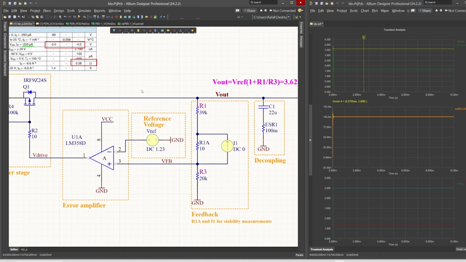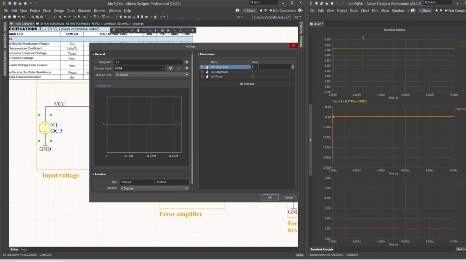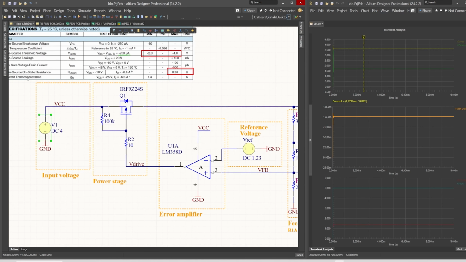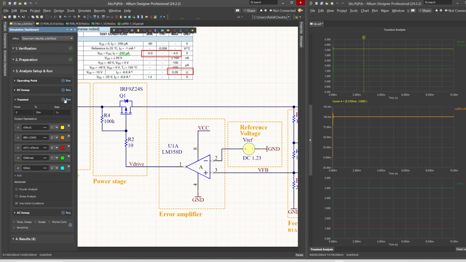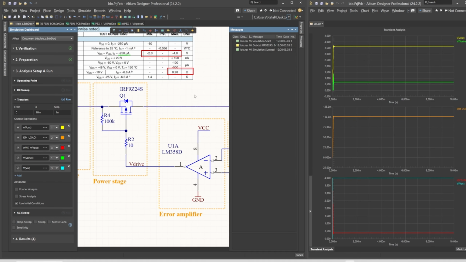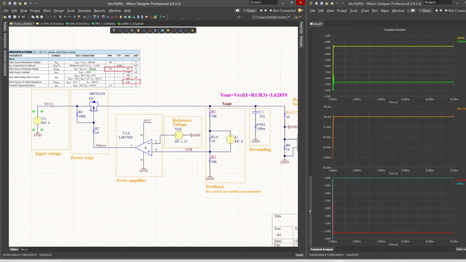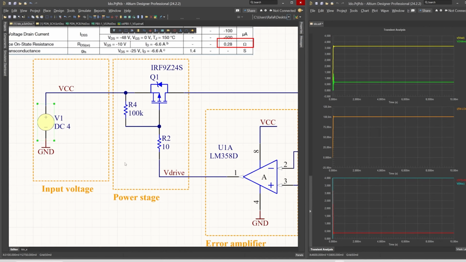Yes, let's reduce the input voltage. Let's reduce the input voltage from 5 volts to 4 volts, and let's run the simulation again. You can easily also check the required LDO dropout voltage, so the difference required to keep the output stable, when you put a triangular wave here with a different type of voltage source. However, I will just go trial and error, okay?